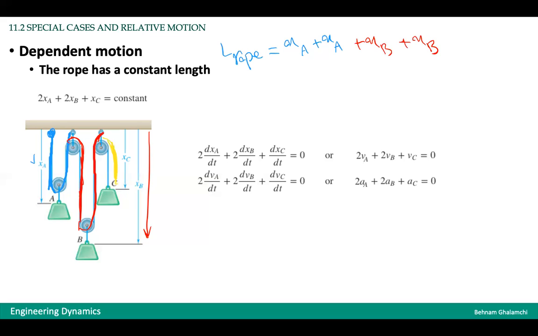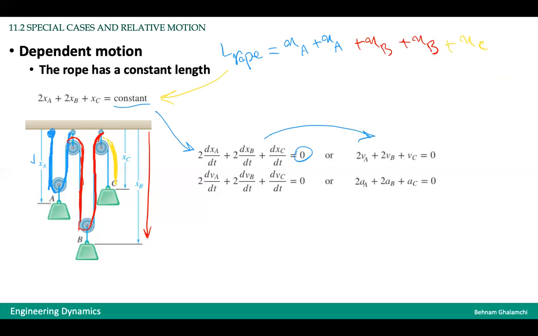It comes down. That is XC. We can just simply combine those, so we can say that the length of the rope is 2XA plus 2XB plus XC. This is the relationship between the positions of A, B, and C, and you can see this is a dependent motion. We can just simply take a time derivative of that. The derivative of the constant is 0.